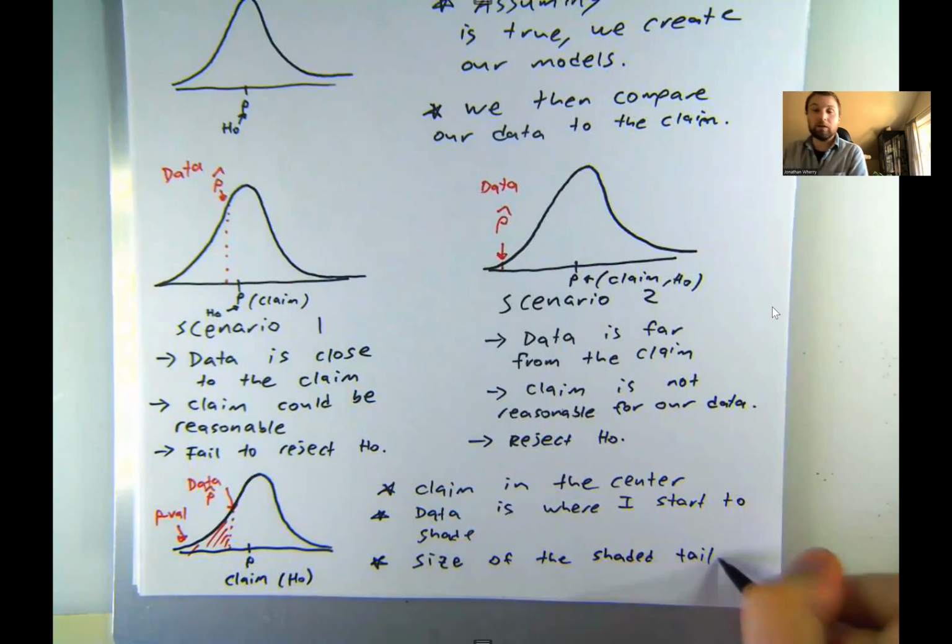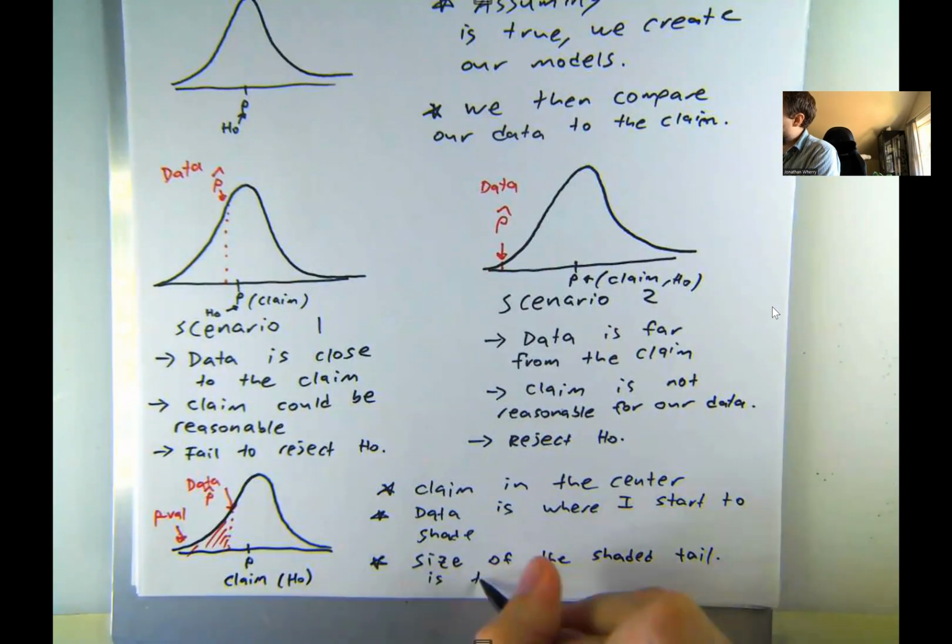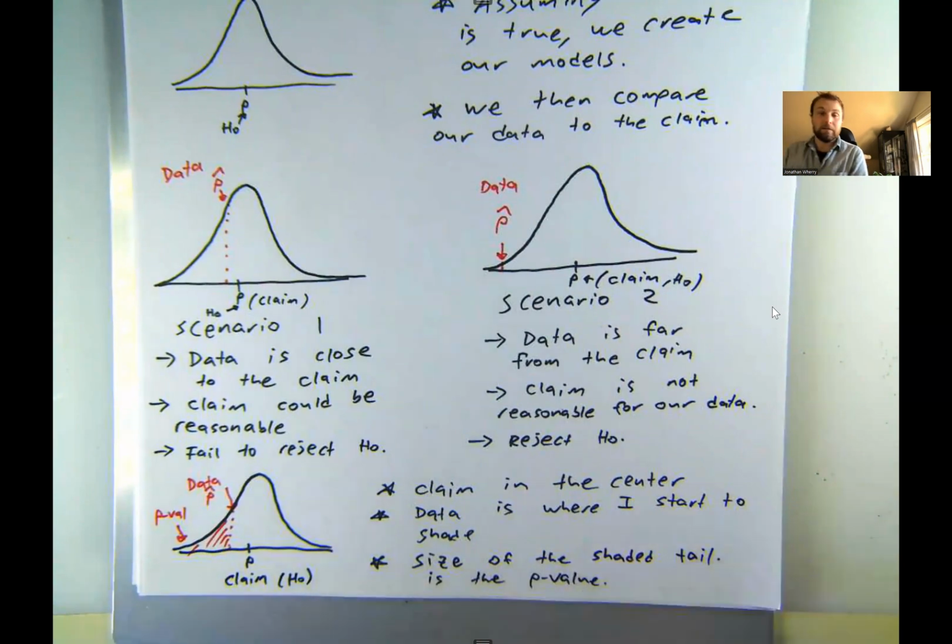And the shading is determined by the alternative hypothesis. So if the alternative hypothesis says less, we shade to the left. If it says more, we shade to the right. If it says not equal, we shade two tails. So the size of the shaded tail is the p-value. So this is a visual approach for what's going on.